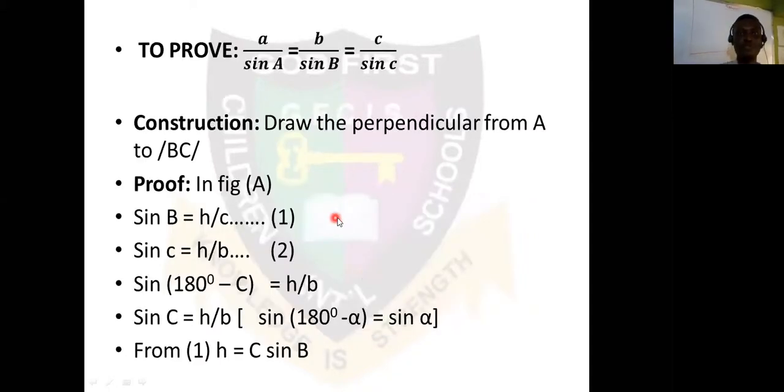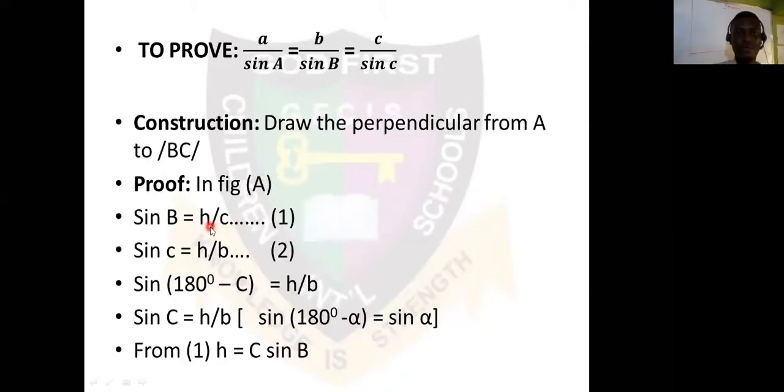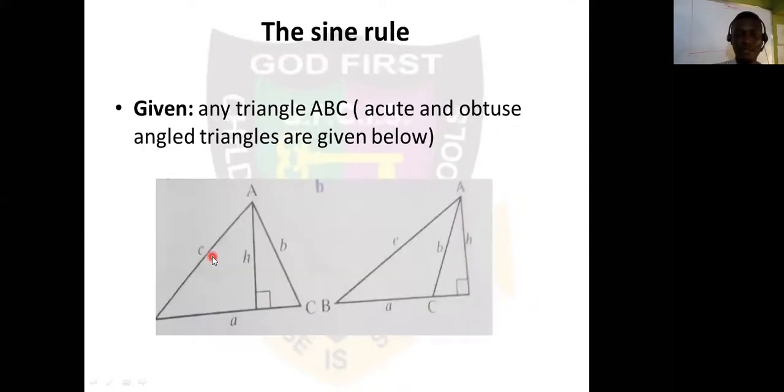Now, we want to prove that a over sine A is equal to b over sine B equal to c over sine C. So construction: draw the perpendicular from A to BC. This is the perpendicular from A to BC. So this is your B, this is your C. This is the perpendicular we are drawing from A to BC. So prove sine B is equal to h over c, sine C is equal to h over b. Let's go back. Sine B, this is your B, big angle B.